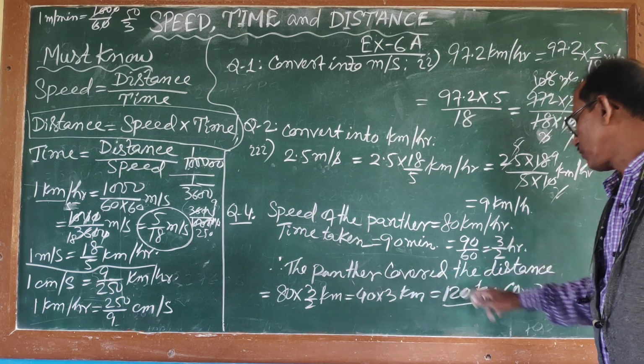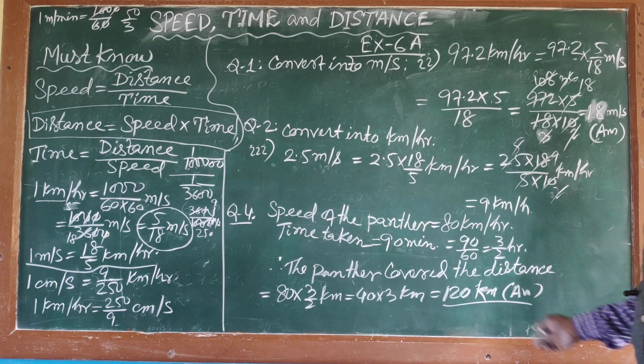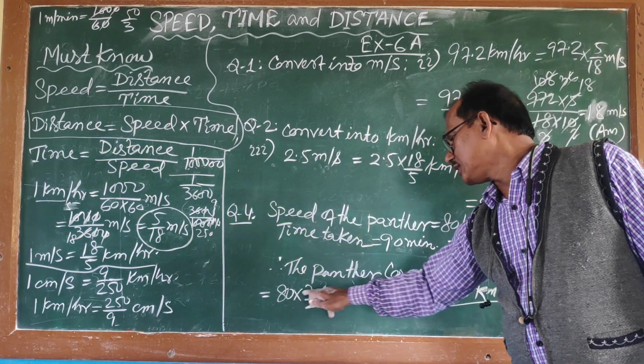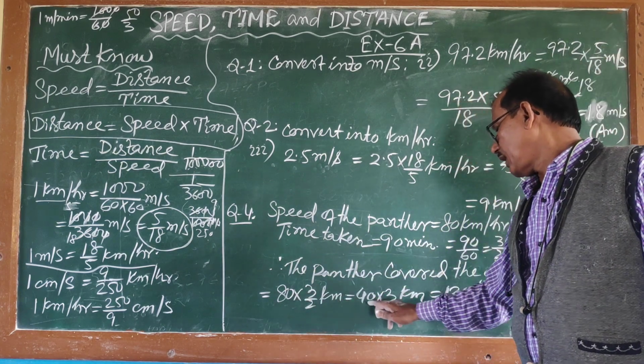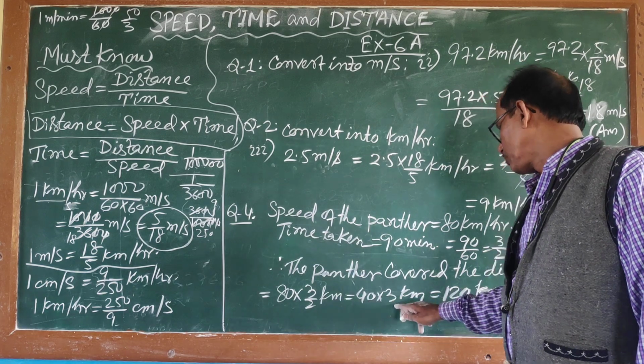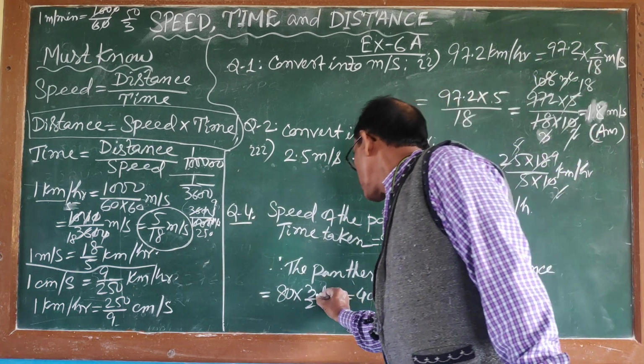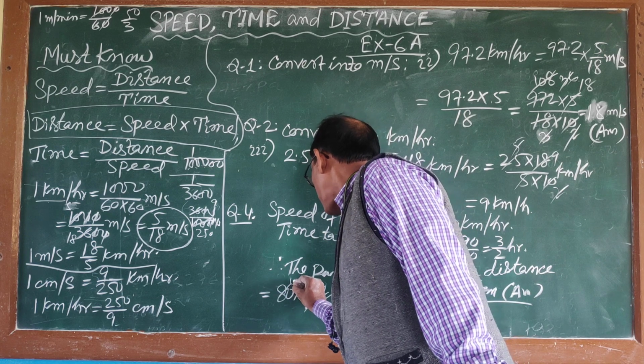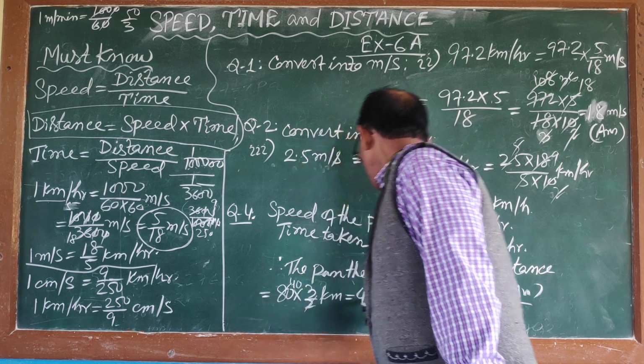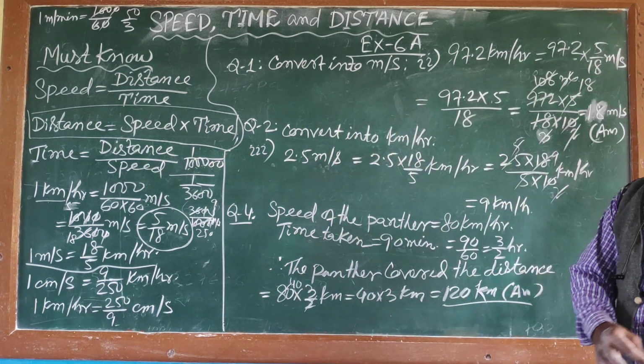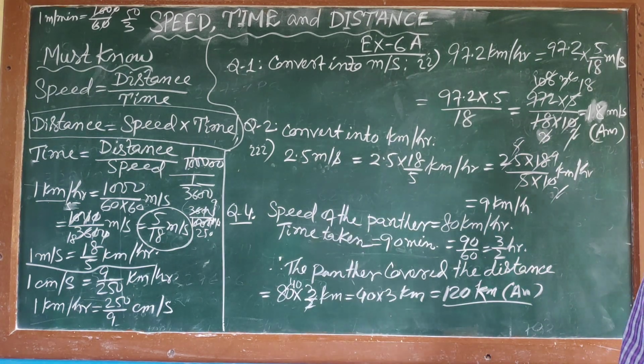So, the panther covered distance in 90 minutes is equal to 80 into 3 by 2 kilometer, and 80 into 3 by 2 is equal to 40 into 3 kilometer, that is 120. Why? Because 2 will be cancelling and it will become 40 into 3, that means 120 kilometer. It will cover in 90 minutes with that speed.